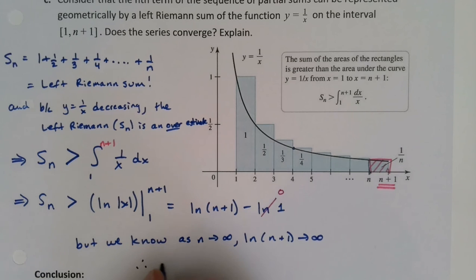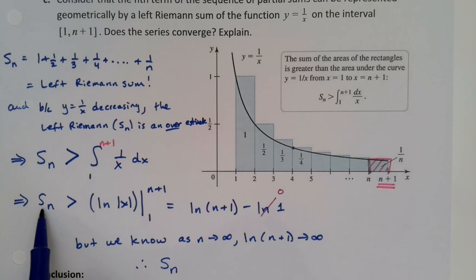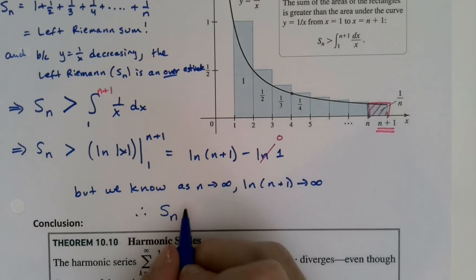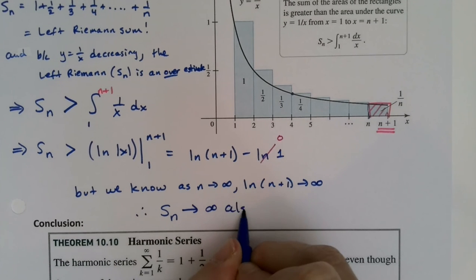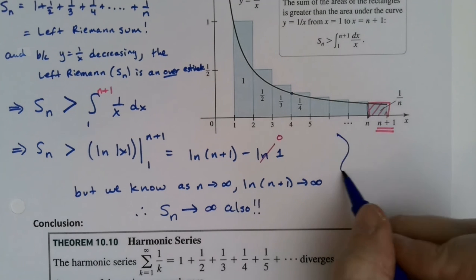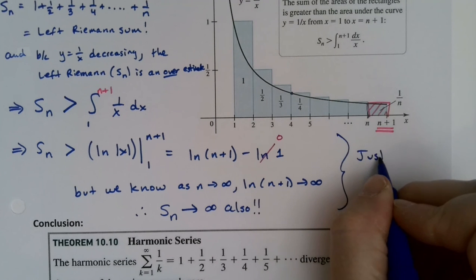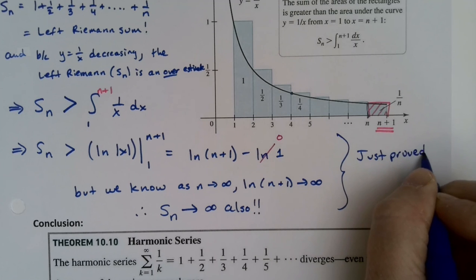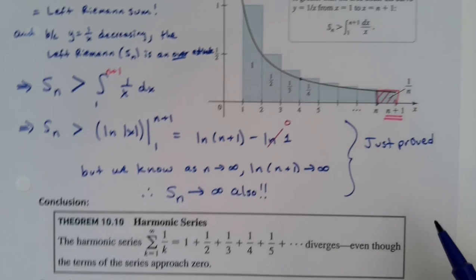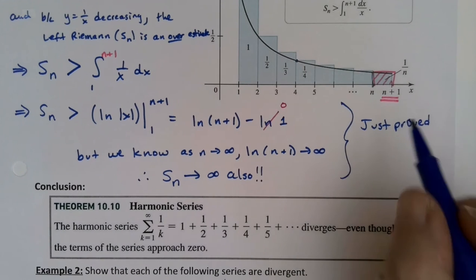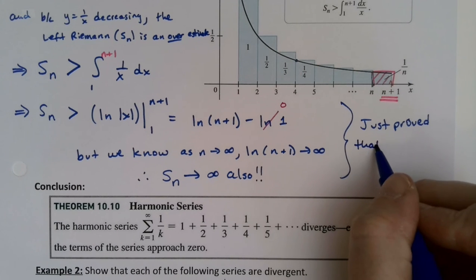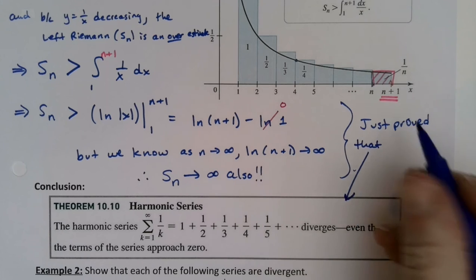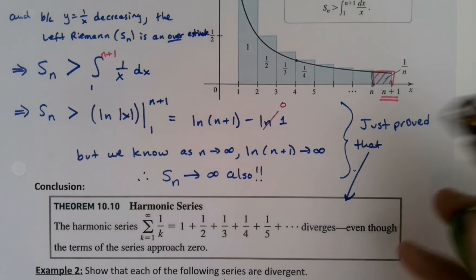Therefore, the partial sums, because we're saying S sub n is greater than this, and this is infinity, therefore S sub n is infinity also. In other words, using an integral and some fancy thinking with Riemann sums, we just proved that the harmonic series, well, I guess we proved this theorem down below. The harmonic series diverges.